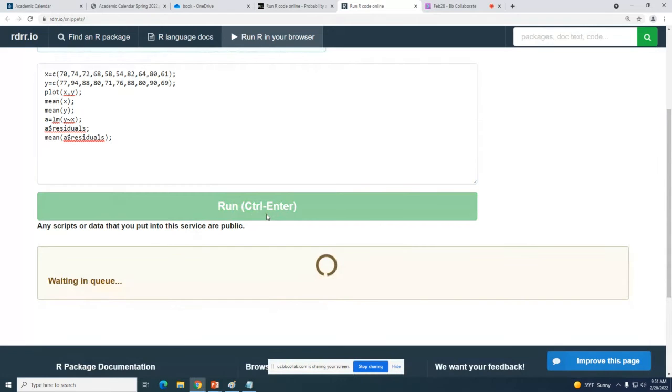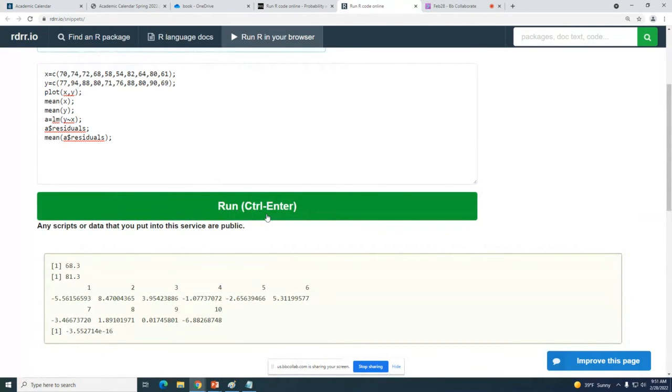So here we have, it's not exactly 0, but it's pretty close. See, 3.55 times 10 to the negative 16. You can almost think of that as equal to 0. So the residual seems to be okay. It does have a mean of 0.